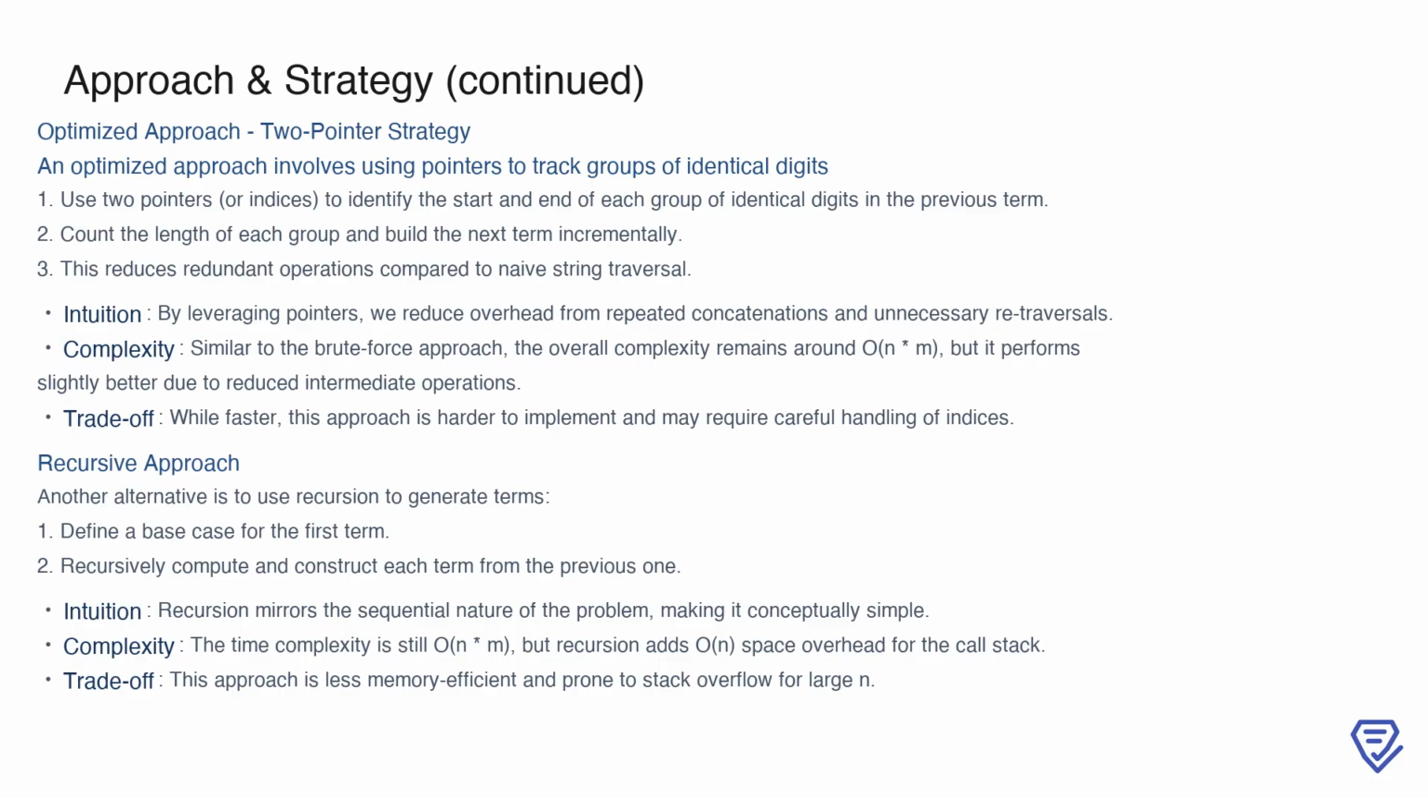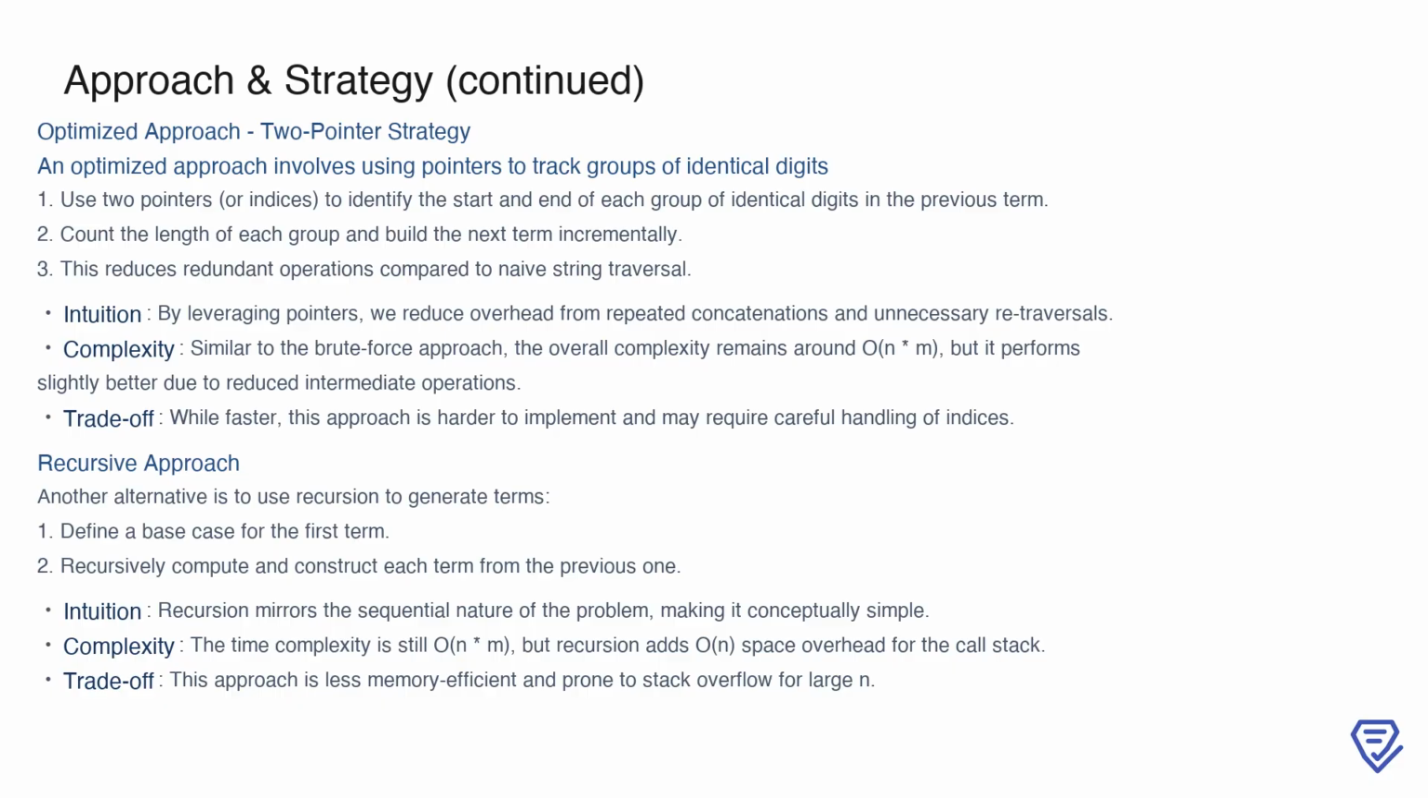This makes the process more efficient while still adhering to the same overall complexity of O(n * m). The two-pointer strategy reduces intermediate overhead, offering better performance in practice. However, it does come with its own challenges, as careful handling of indices is required to ensure correctness.